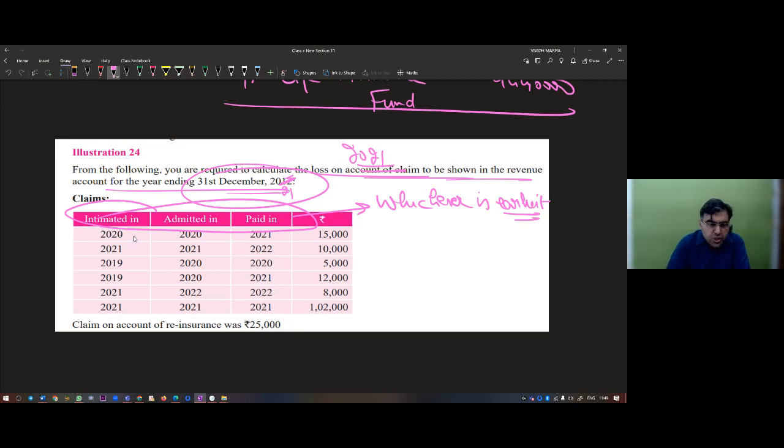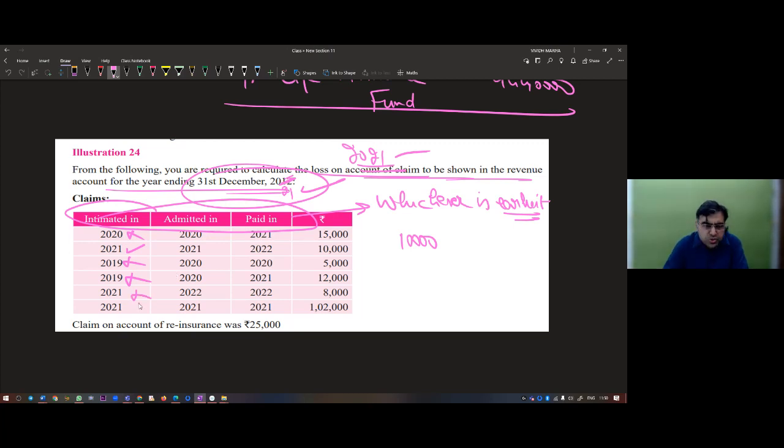This is 2020. We are talking about 2021. So the first expense, intimated, admitted or paid, whichever is the earliest, that will be taken as expense for the same year. So this 10,000 will be taken for 2021. Yes. 19. It cannot be taken as expense for 2021.